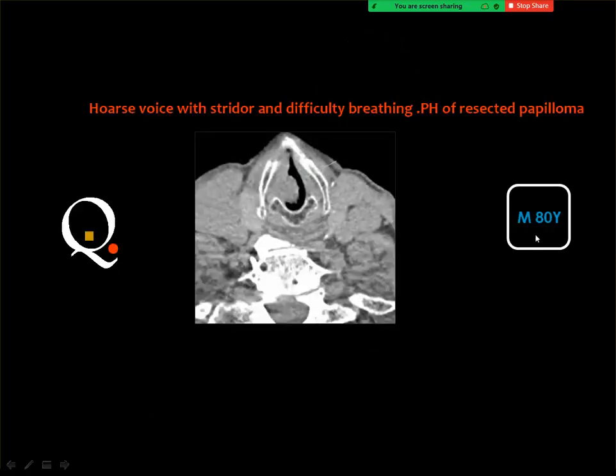Okay, this is a male patient, 80 years old, with hoarseness of voice and stridor, with past history of resected papilloma.